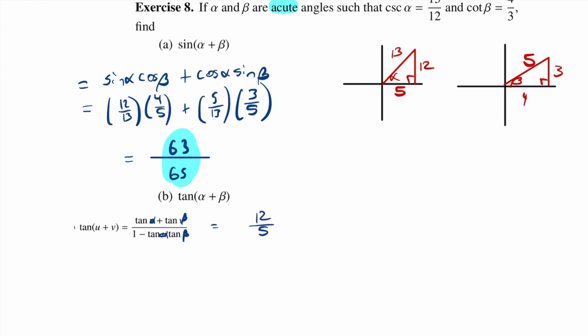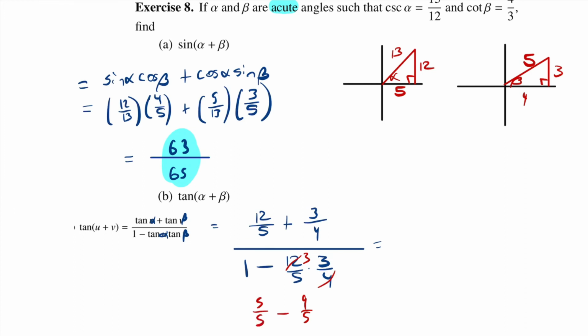So let's see if we can do this. It's just arithmetic at this point. Well, we know 4 goes into 12 3 times. So that's going to be 9/5. And then 1, I can convert 1 to be 5/5, so I have a common denominator.